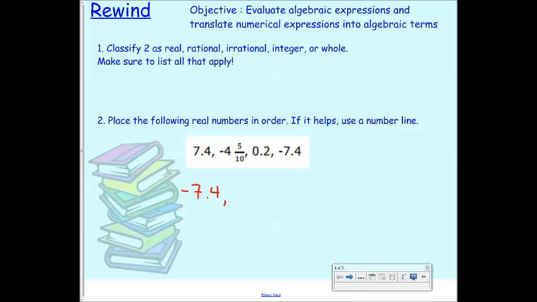What's the next one? Does anyone know off the top of their head what decimal that is? 4.5. Good. So negative 4.5. Okay, what would come next? 0.2. And then the biggest? 7.4. Very good. So that would be in order from least to greatest. If you did it the other way around, greatest to least, that's fine too because it doesn't say. If it helps you to use your number line, please do. But if it doesn't help you and it's a waste of your time, don't do it.